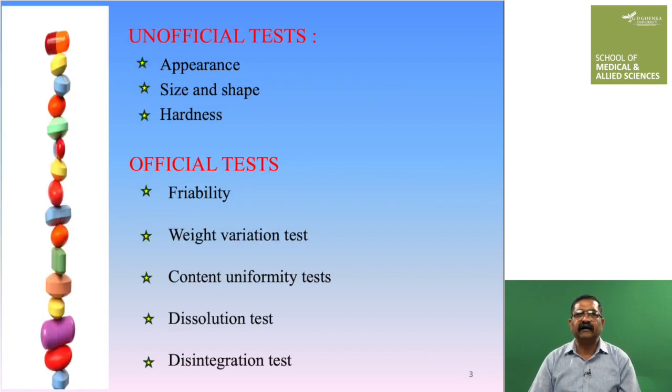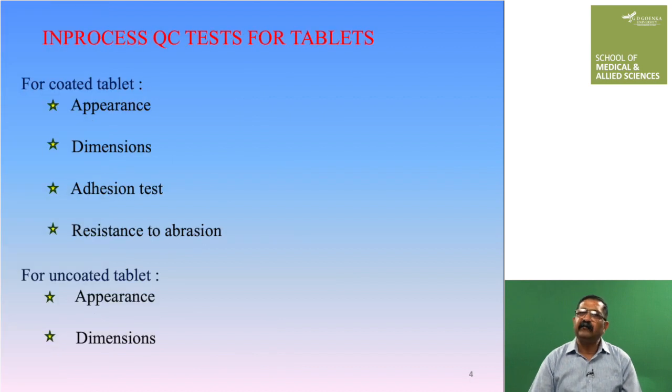Unofficial tests include appearance, size and shape, and hardness. The official tests include friability, weight variation, content uniformity, dissolution test, and disintegration test. In-process quality control tests for tablets differ for coated and uncoated tablets. For coated tablets, these tests are appearance, dimensions, adhesion test, and resistance to abrasion. For uncoated tablets, the tests are appearance and dimensions only.